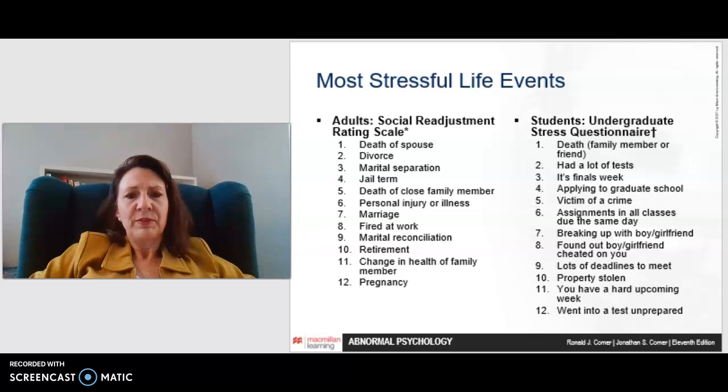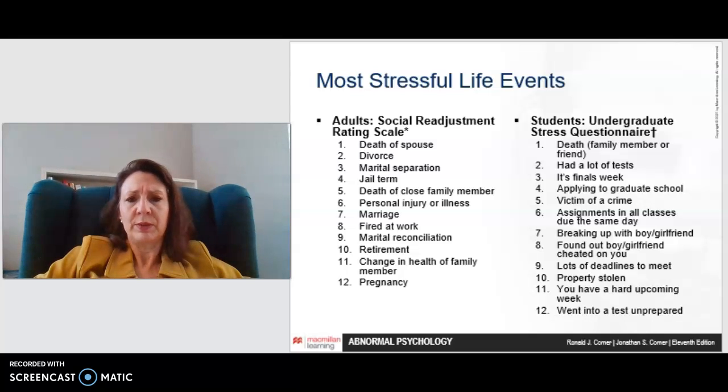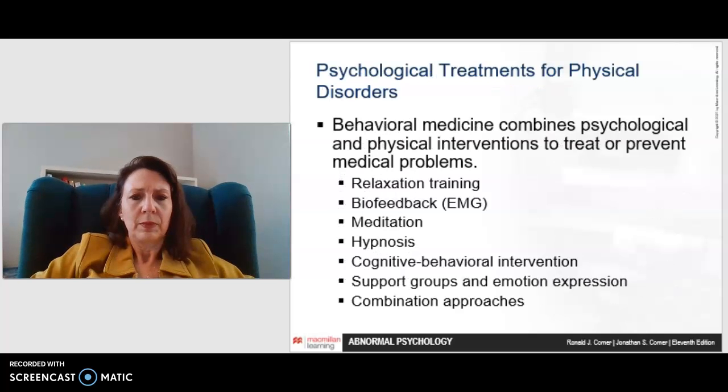The most stressful life events that produce problems are the death of a spouse, divorce and marital separation, also jail term, death of a close family member, and you can look at some of the others. For students, specifically death of a family member or friend, having lots of tests, having finals week, applying to graduate school, being a victim of a crime, and some of these others that you can look at. So these things can, again, produce some physical problems.